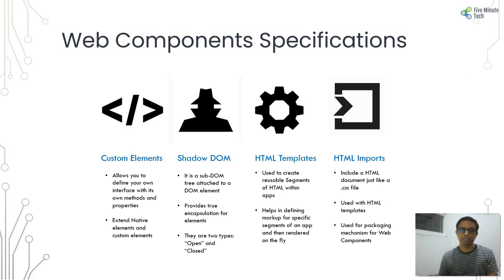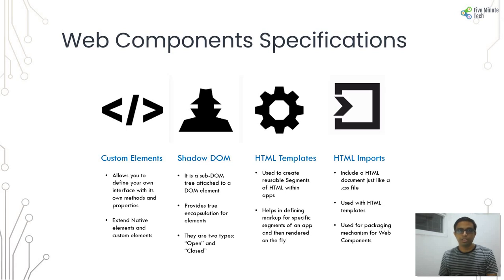So it has specifications, the web component specifications. There are 4 different types of specification: custom element, shadow DOM, HTML templates and HTML imports. Custom elements allow you to define your own interface with its methods and implementations. It extends the native elements and other custom elements.